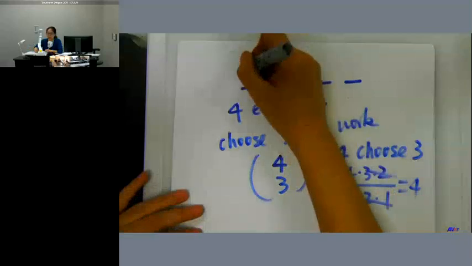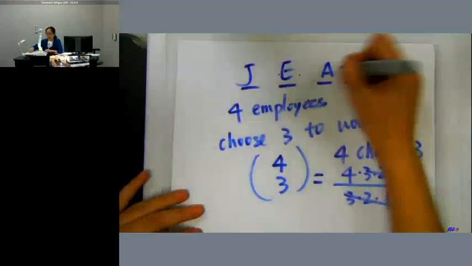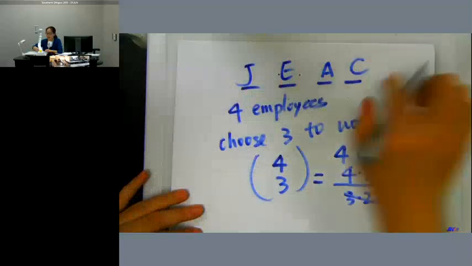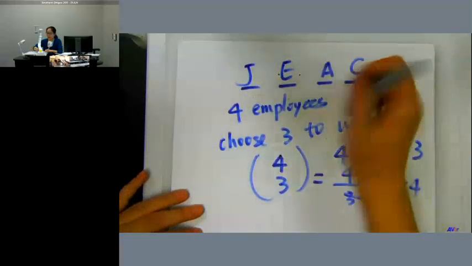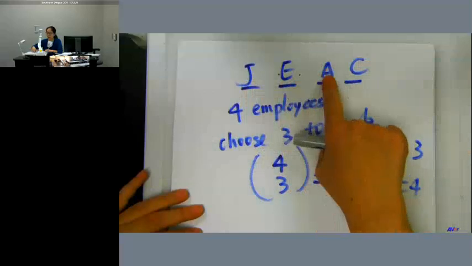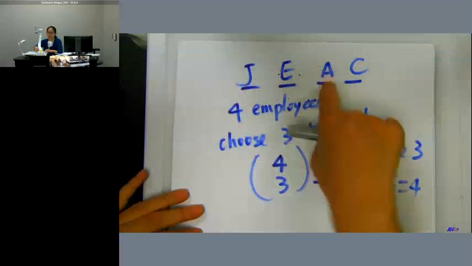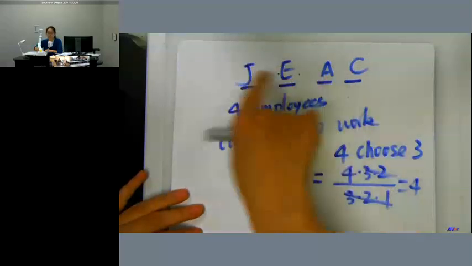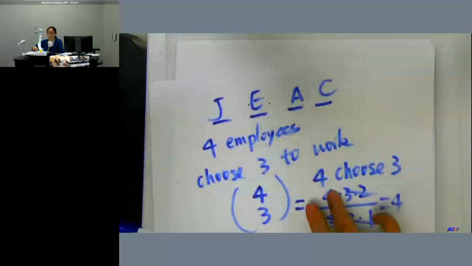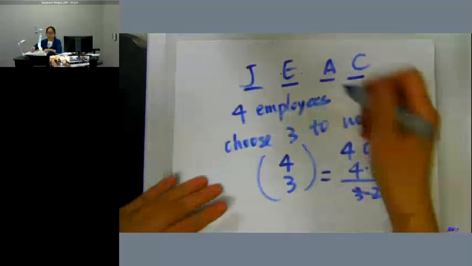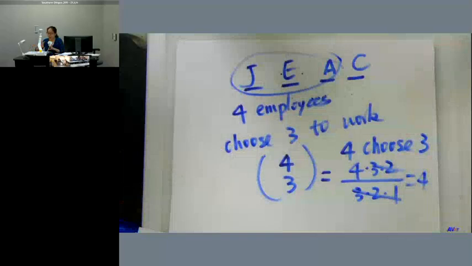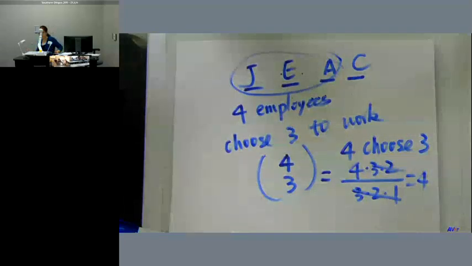So if I have James, Elena, and Austin, and maybe Curtis, then James, Elena, Austin is going to be the same as Elena, James, Austin. The same as Austin, James, Elena, and Austin, Elena, James. It's the same 3 people working on Christmas Eve, right? So when you change the order, if it doesn't make a new way, a different way, we say the order does not matter. If the order does not matter, then it's going to be a combination.